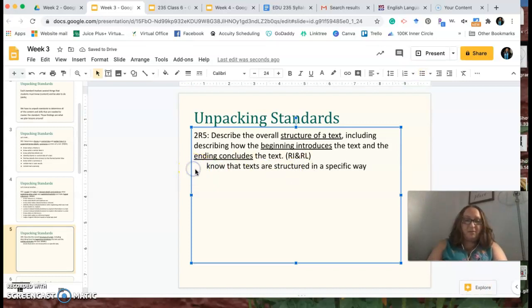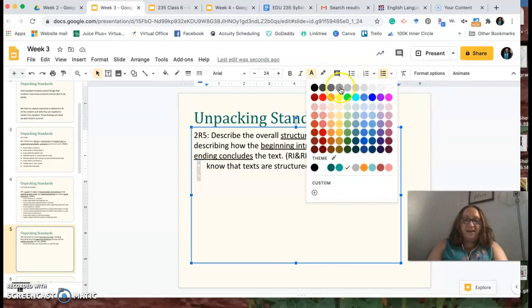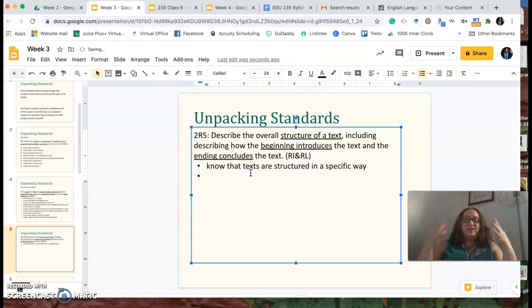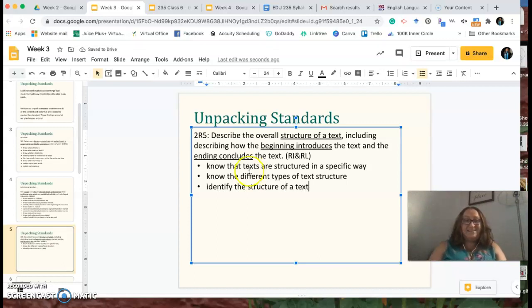It's really going to annoy me that my bullets here are, there we go. Then if we think about, all right, so that they know that texts are structured, then they have to know what the different text structures are. Like for fiction, how it's cause and effect, problem solution, sequential, things like that. So they have to know the different types of text structure, right? Then they have to be able to identify the structure of a text. Makes sense, right? See what I mean? 3 bullets just for one little piece.